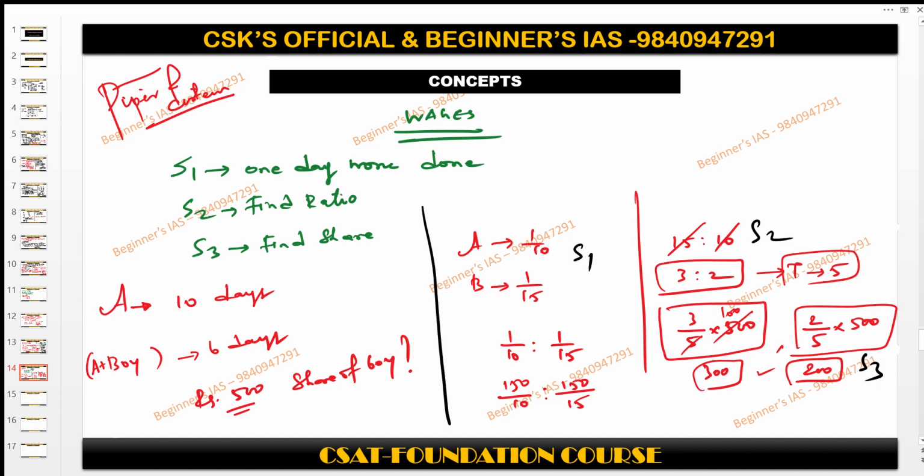Okay, sir, I did not get how we wrote 1 by 15 for B. How can we write 1 by 15 here? Which one? This one, for B you have written 1 by 15. Okay, listen carefully. You want to calculate this one. Yes, sir.